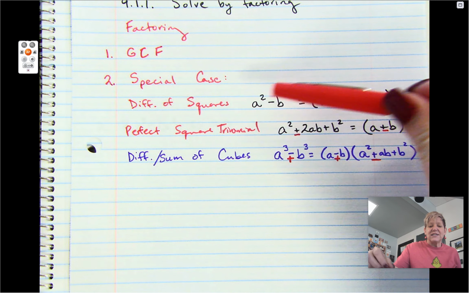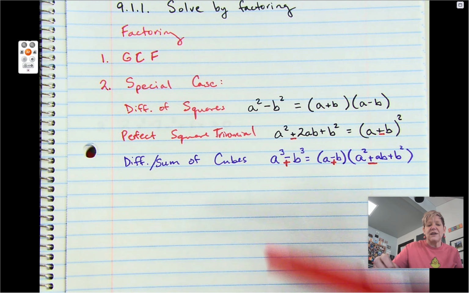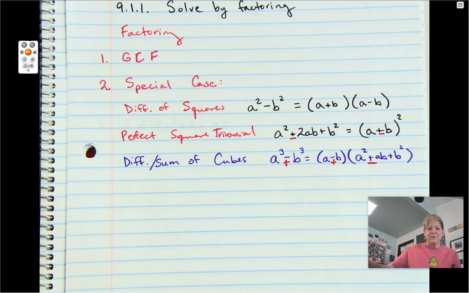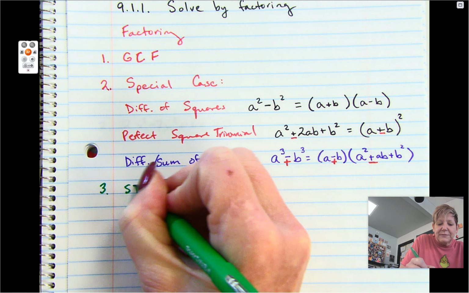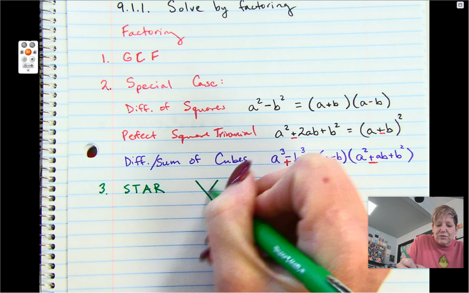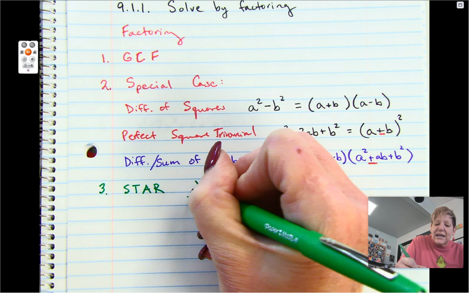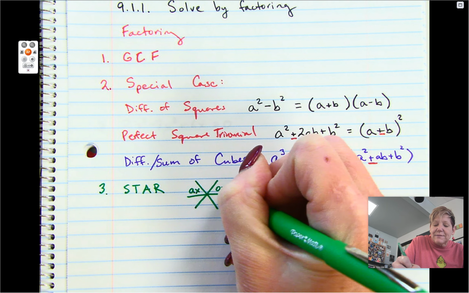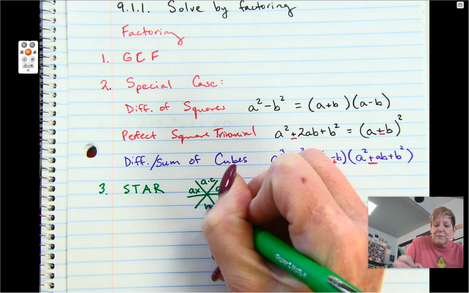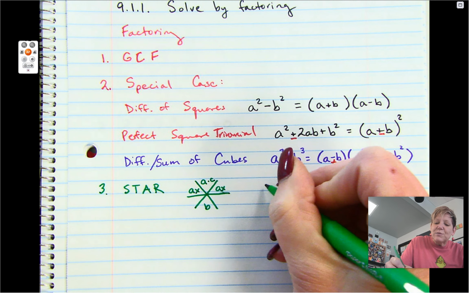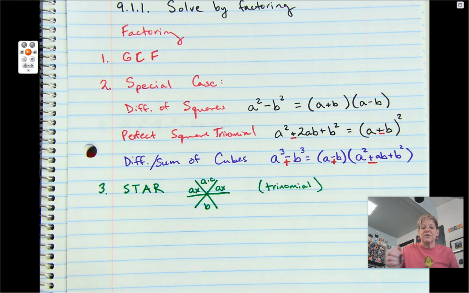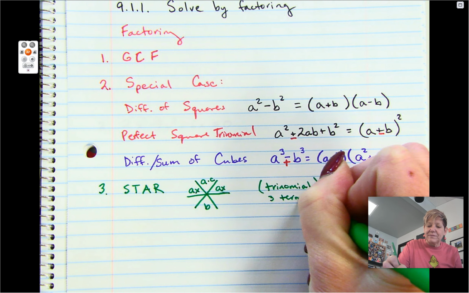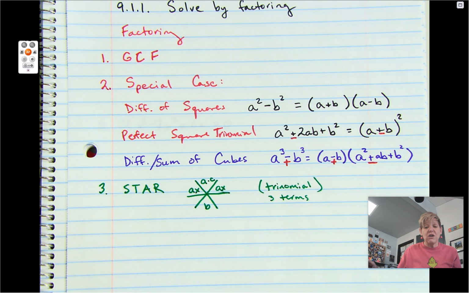So those are your special cases. These first two involve perfect squares, and the third one is perfect cubes. Okay. The third method that we learned was the star. Here we had ax squared, and we had a times c, and we had b here. And we use this when we have a trinomial. It's often when we would look to use the star, for 3 terms. That doesn't mean it works for all trinomials. It just means that's when we would look to use it.